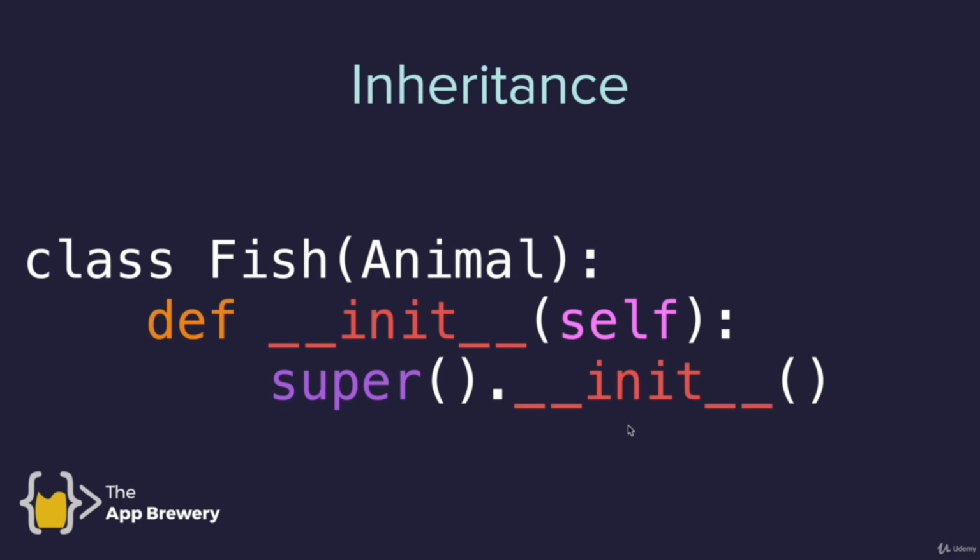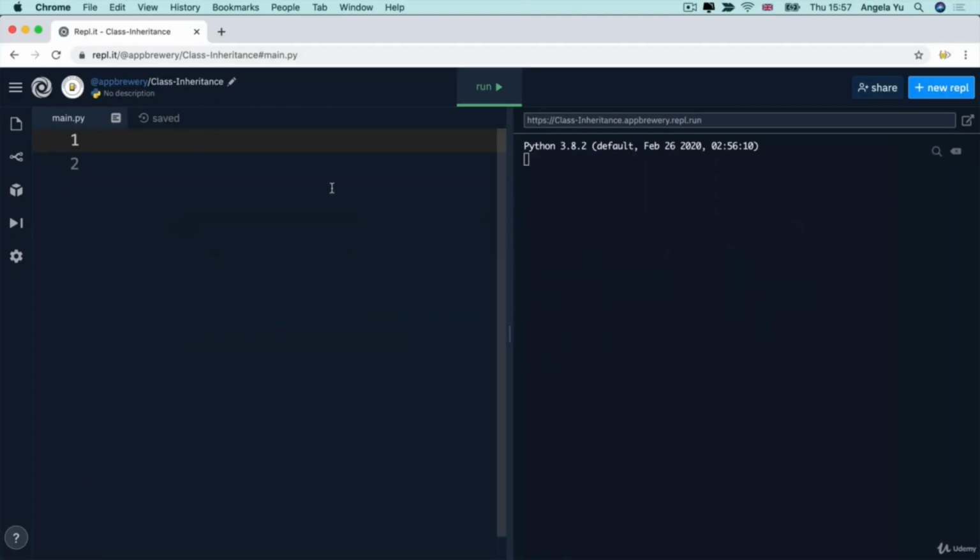And then in order to get hold of everything that an animal has and is, so its attributes and methods, all we have to do is inside the init add this super().__init__(). And this super refers to the superclass. So basically initialize everything that the superclass can do in our Fish class. Let's take a look at this in terms of real code.